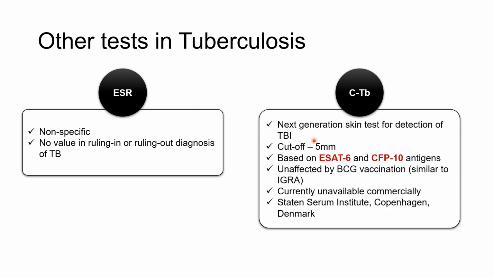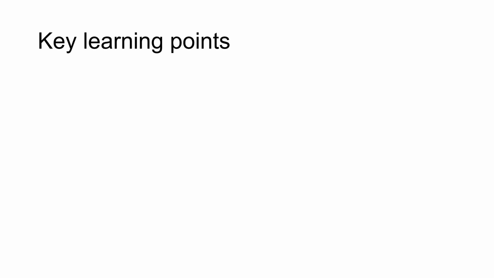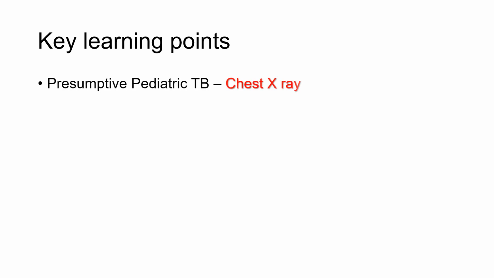What is CTB? This is a next generation skin test for detection of tubercular infection. It has a cutoff of 5 mm. It is based on ESAT6 and CFP10 antigens. It is unaffected by BCG vaccination like IGRA, and it is currently unavailable commercially and is manufactured in Statens Serum Institute, Copenhagen, Denmark. So what are the key learning points from today's session?